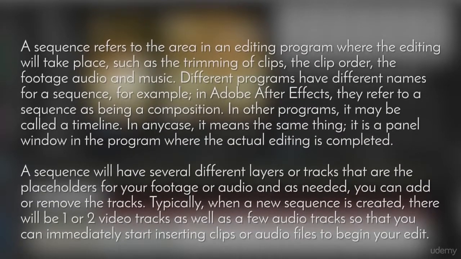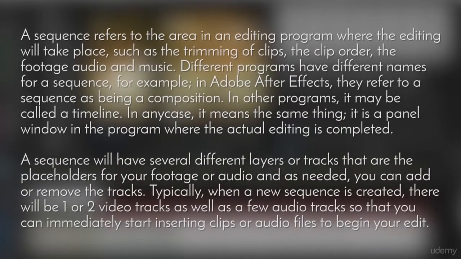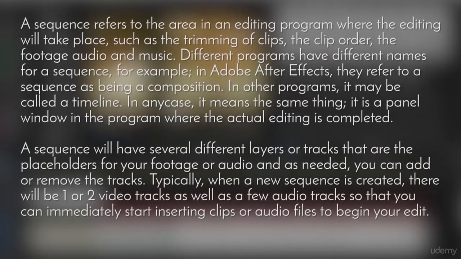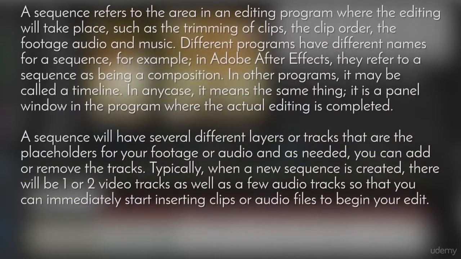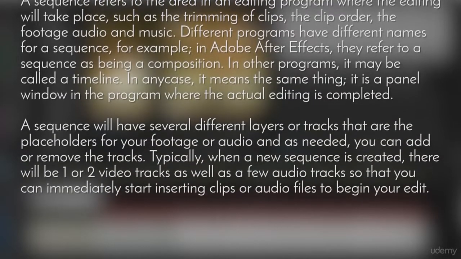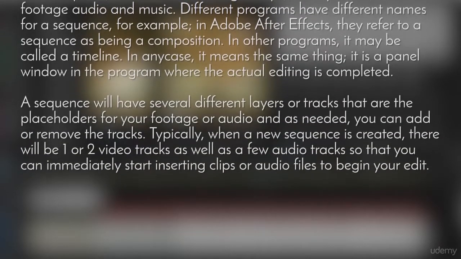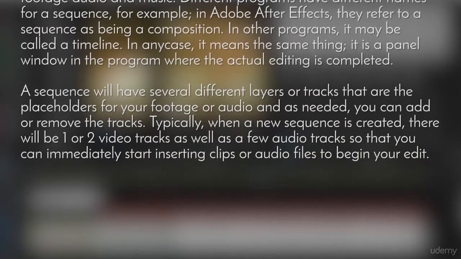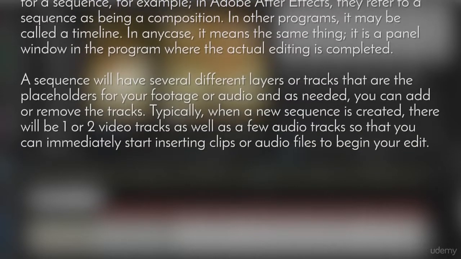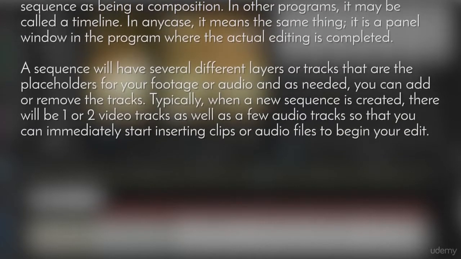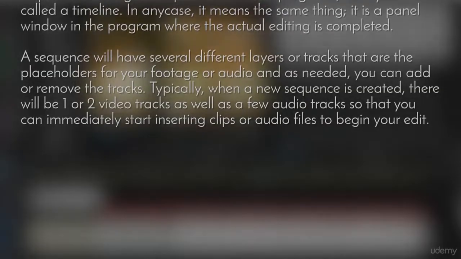A sequence will have several different layers or tracks that are the placeholders for your footage or audio, and as needed, you can add or remove the tracks. Typically, when a new sequence is created, there will be 1 or 2 video tracks as well as a few audio tracks so that you can immediately start inserting clips or audio files to begin your edit.